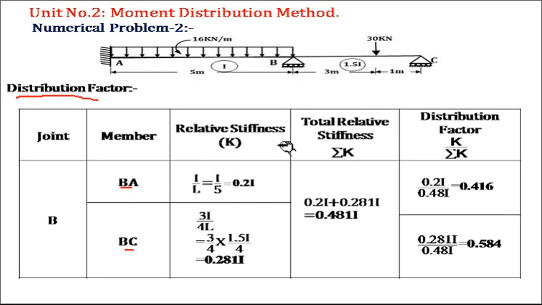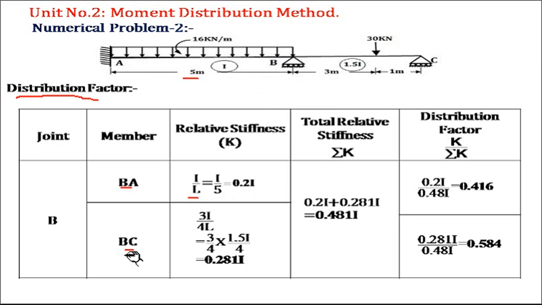To find the relative stiffness, it depends upon the condition. Here the member is BA. From B to A, the condition given is that the far end is fixed. When the far end is fixed, the relative stiffness value is I upon L. The value of I for member AB is I, and the length of member AB is 5. So I divided by 5, that value is 0.2 I.